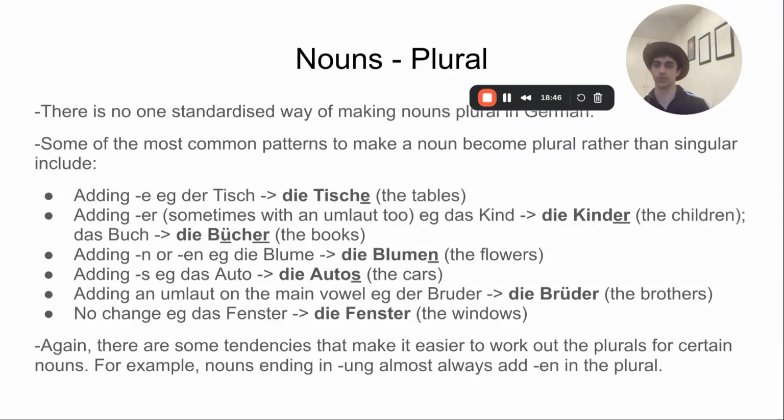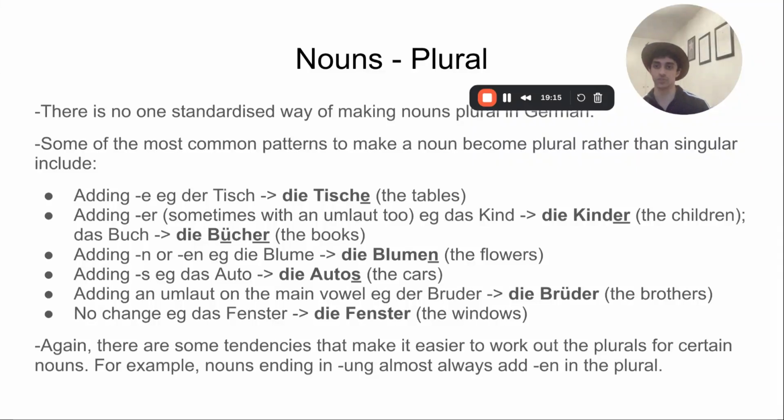It's quite common to add an umlaut onto the final vowel in a German noun when forming the plural. Adding an N or EN, for example, die Blume, the flower, die Blumen, the flowers. Generally you'd add only an N if the word already ends in a vowel. But if the noun doesn't end in a vowel, if it ends in a consonant, then you'd add en if it has that particular type of plural.